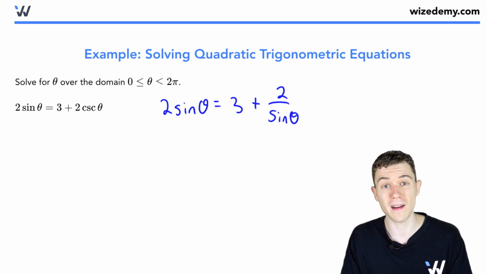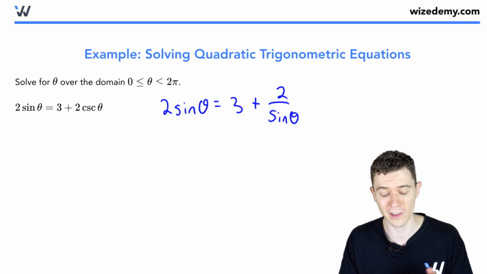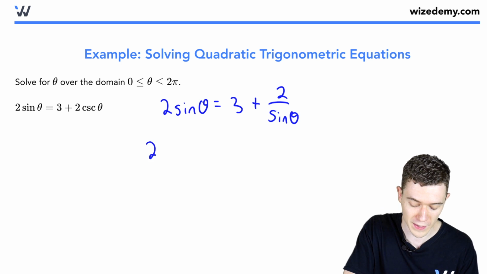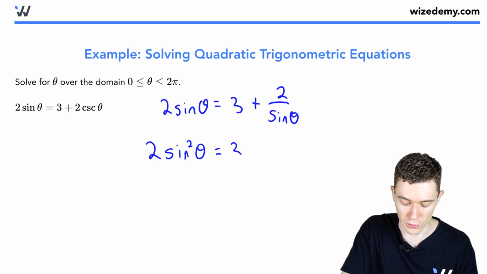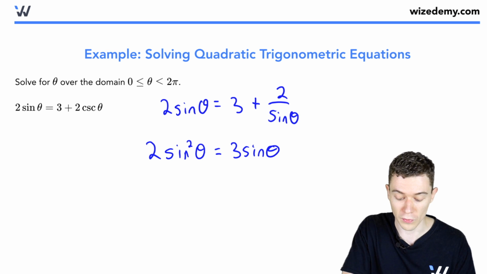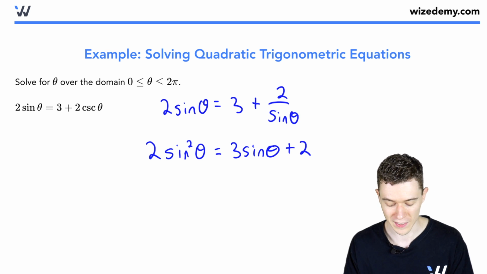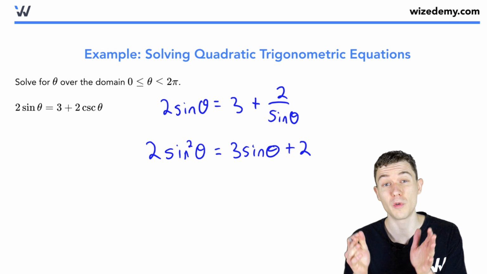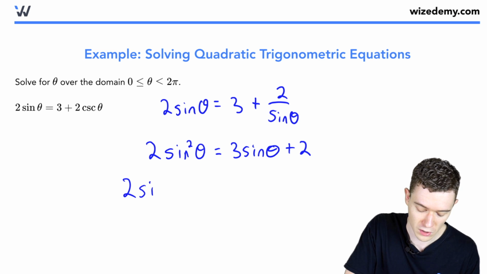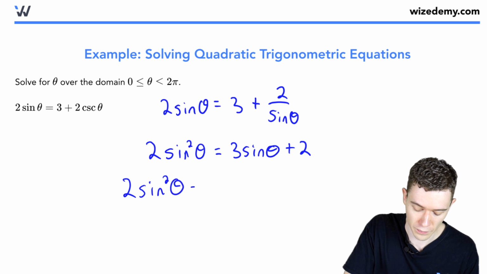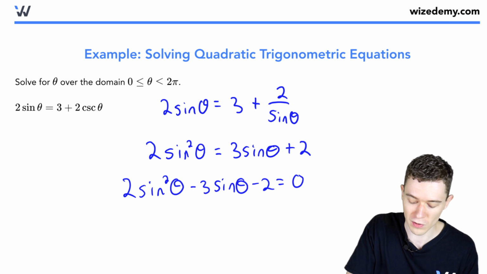And let's multiply every single term by sine theta to clear any fractions. If we multiply by sine theta on the left, that would be 2 sine squared theta equals 3 sine theta, and multiplying by sine theta over sine theta would cancel out. We'd just get 2. Now we have that quadratic showing up. Let's move it all to the left. This will say 2 sine squared theta minus 3 sine theta minus 2 equals 0.